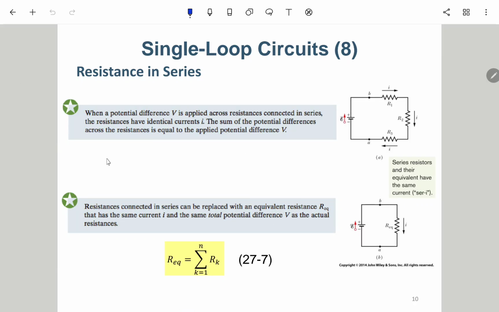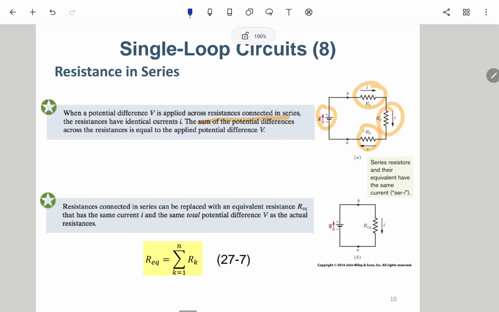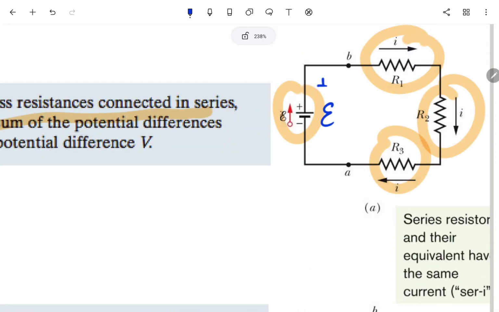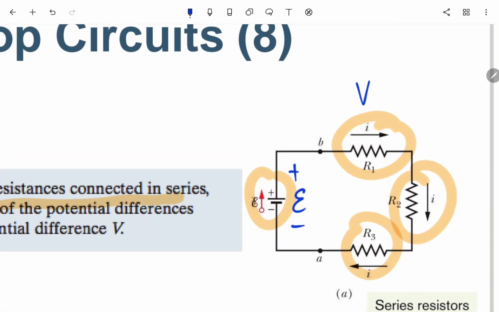Here there are two highlights. It says when the potential difference V is applied across resistances connected in series, the resistances have an identical current I, and the sum of the potential differences is the applied one. That means the sum of the potential differences across R1, R2, R3, and also this one. We may call this one E, and this one V1, V2, and then V3.